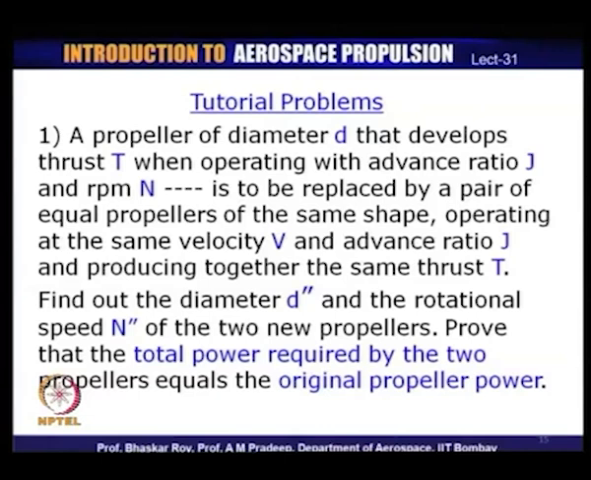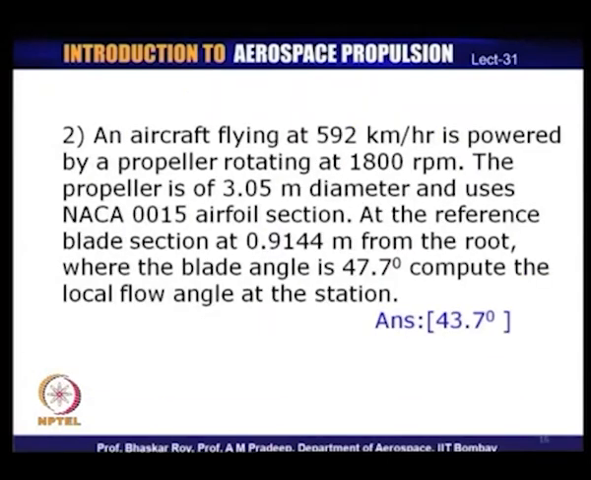So, it is a very simple problem and you should not have any difficulty solving this problem. The second problem is, an aircraft flying at 592 kilometers per hour is powered by a propeller rotating at 1800 rpm. That is a fairly common rotational speed of propeller, somewhere between 1200 to 1800 are normal propeller rotating speeds.